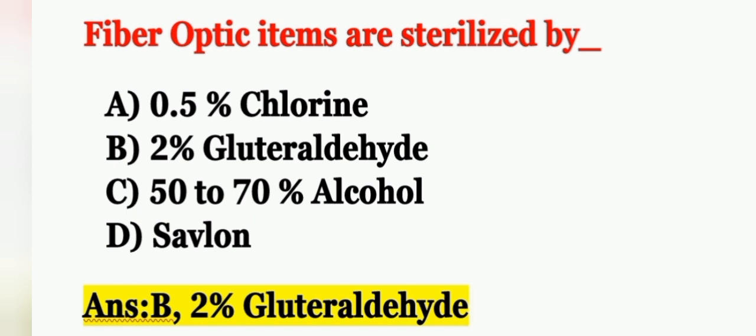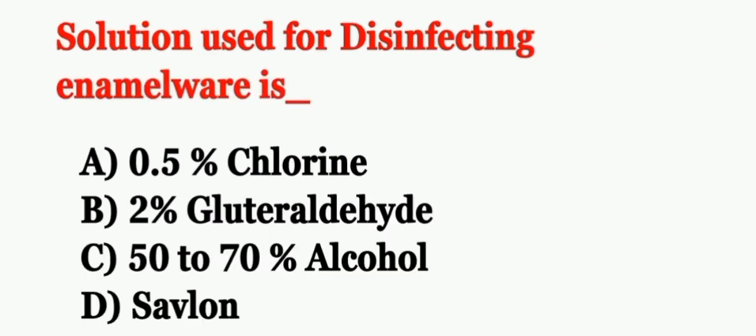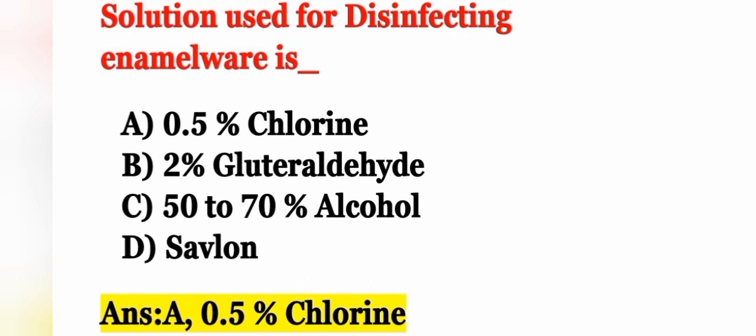The next question, the solution used for disinfecting enamelware is? Option A 0.5% chlorine, option B 2% glutaraldehyde, option C 50 to 70% alcohol, option D Savlon. The correct answer is option A 0.5% chlorine. Enamelware, that is glass items, are sterilized using 0.5% chlorine.